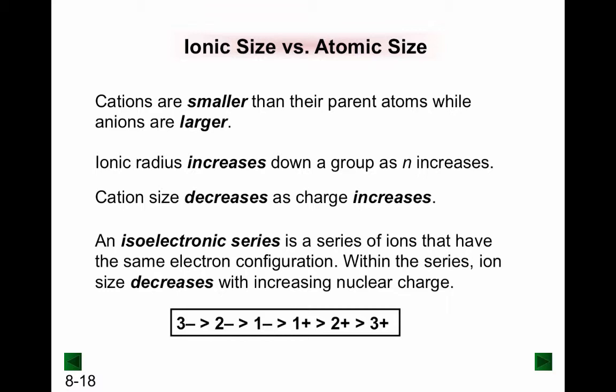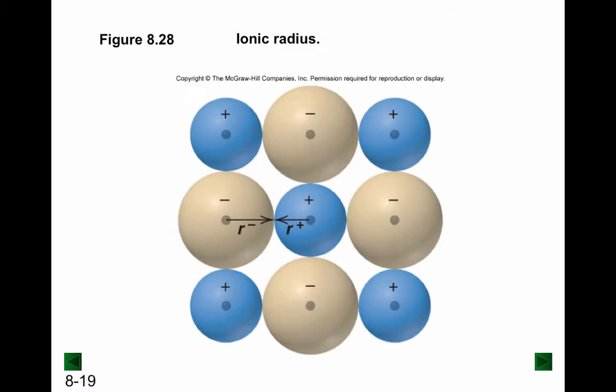An isoelectronic series is a series of ions that have the same electron configuration. Within the series, ion size decreases with increasing nuclear charge. The ionic radius is an estimate of the size of an ion in a crystalline ionic compound. In this slide, the radius of the cation R+ and the radius of the anion R- each make up a portion of the total distance between the nuclei of adjacent ions in the crystalline ionic compound.